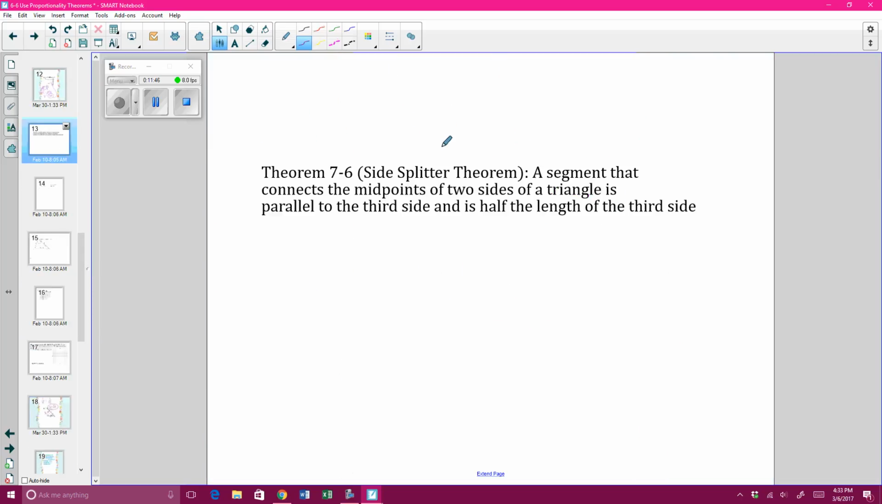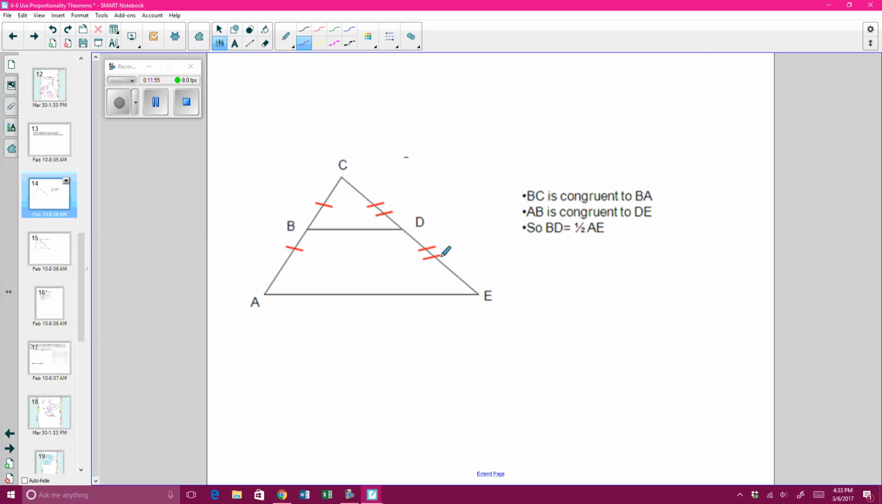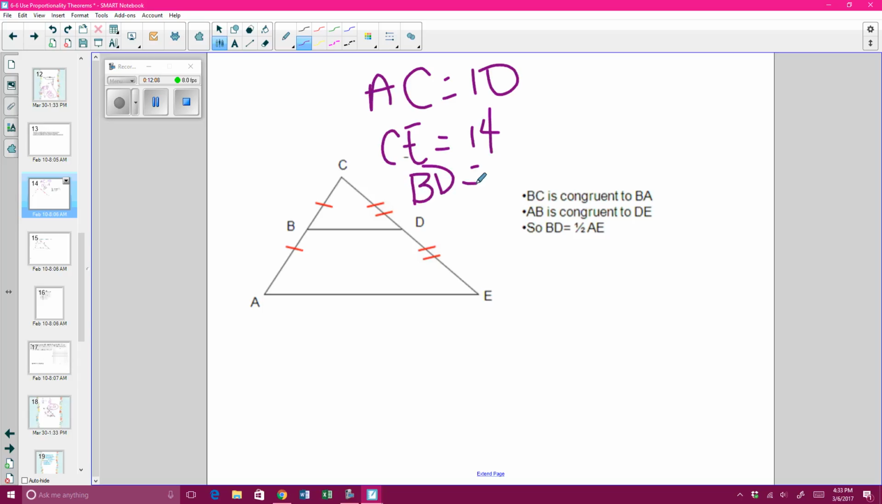Okay, moving right along, we have the side splitter theorem. The side splitter theorem is just what it sounds like. You split two sides equally in half. So let's take a look at this example right here. This is the diagram. So let's say I told you that AC equals 10 and CE equals 14 and BD equals 8. Well, the side splitter theorem says that you need to have a line that runs parallel to the side of the triangle that splits the sides in half.